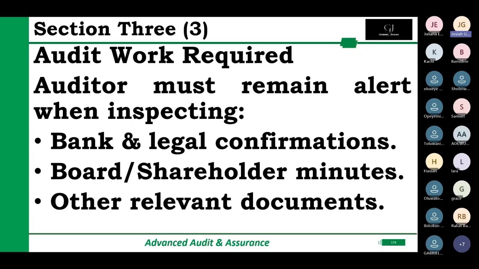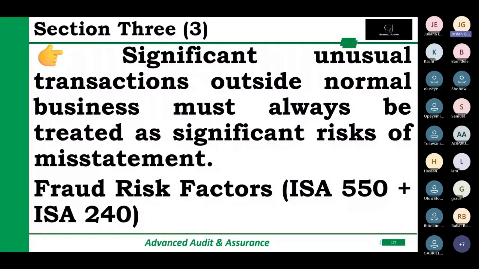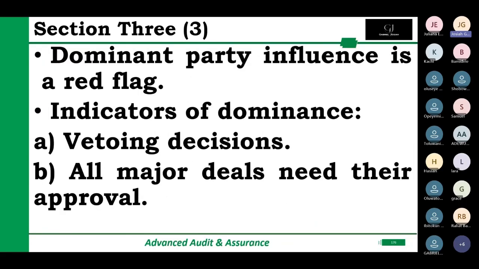So in summary, significant or unusual transactions outside normal business must always be treated as significant risk during risk assessment procedures for the auditor, because they point to risk of material misstatements. And the fraud risk factors based on ISA 550 and ISA 240 speak to dominant party influence, which is a red flag. So any dominant party in a company, not just significant influence or undue influence, poses a red flag.